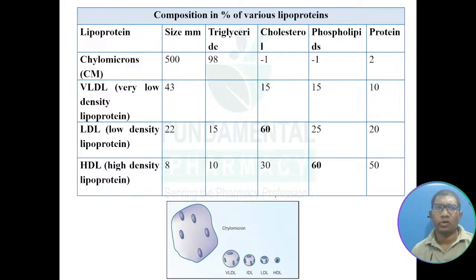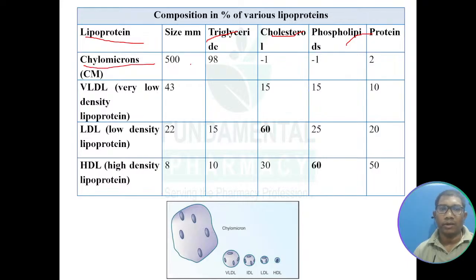Now we'll see the composition of different lipoproteins in percentage. इसके ऊपर क्वेश्चन आता है, कौन सा लिपोप्रोटीन में क्या क्या है. So there are different lipoproteins. Their size is given, triglyceride content in percentage, cholesterol content in percentage, phospholipid and protein in percentage. मतलब कौन से लिपोप्रोटीन्स में ट्राइग्लिसराइड्स कितने हैं, कोलेस्ट्रॉल परसेंटेज में कितना है, फॉस्फोलिपिड कितने हैं, प्रोटीन कितना है. तो फर्स्ट इज काइलोमाइक्रॉन्स.